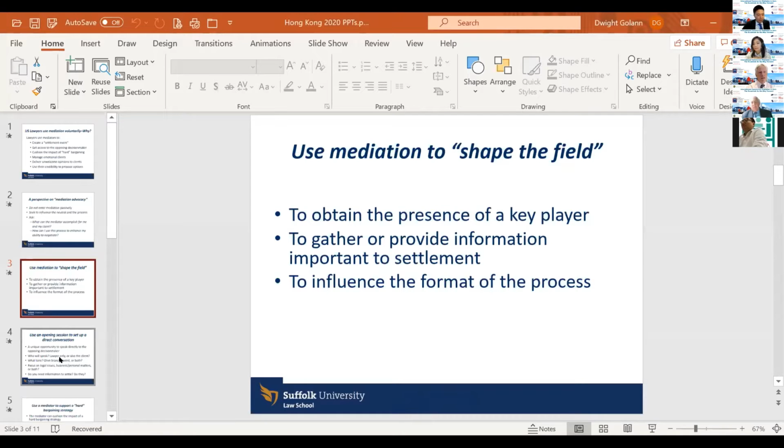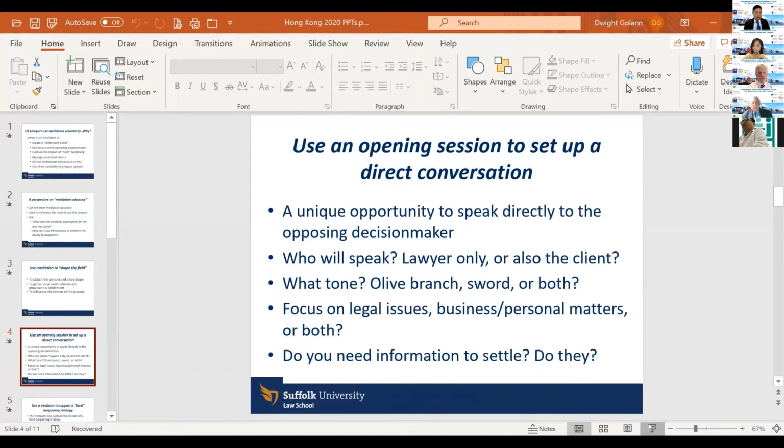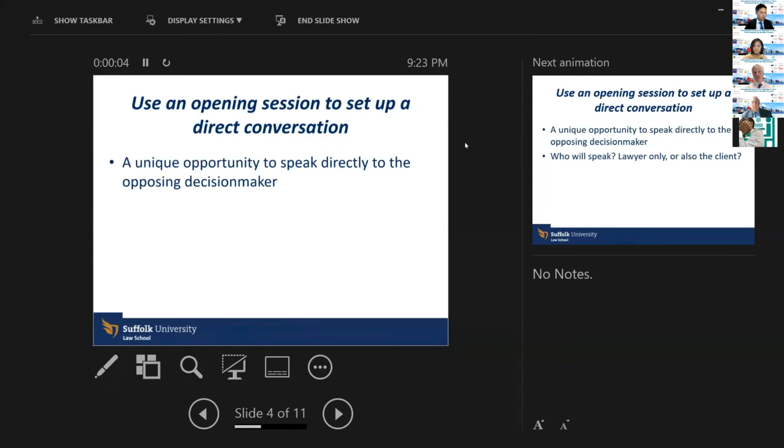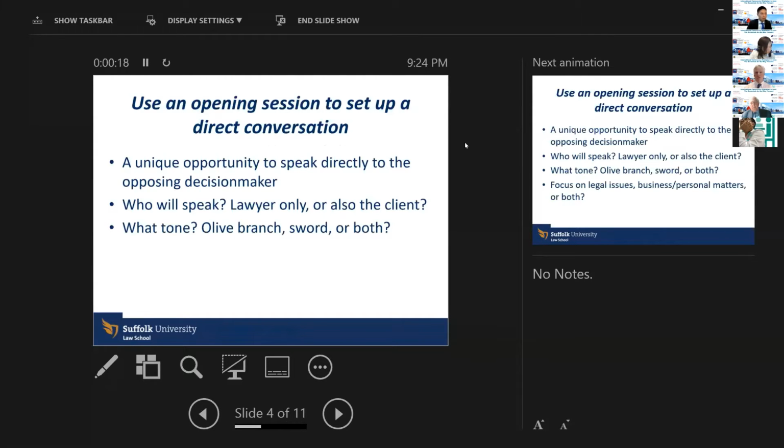It seems to me that when it's done well, it's a unique opportunity from my perspective for a lawyer to speak directly to the opposing decision maker. It's the only chance, as I say. I think it raises tactical questions. Should it be the lawyer who speaks? Should the client speak? And if so, what should each talk about? There's always a balance about the tone. Do you hold out the olive branch of peace? Do you wield the sword of war? Do you show a little bit of both, and in what order? I think those are tactical issues which good lawyers think about because in my mediations, both are present, I should say.